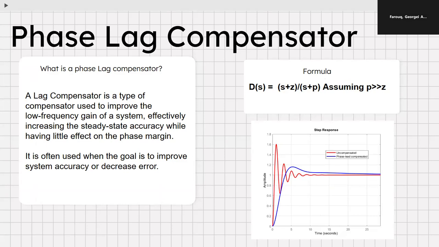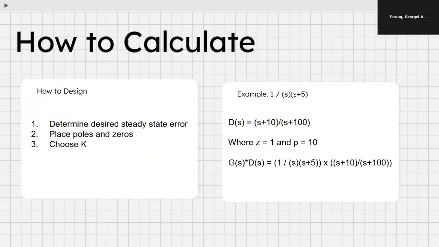So a phase lag compensator works in pretty much the same way, except it's just in a lagging configuration, and it's used to improve low frequency gains of systems and effectively increasing the steady state accuracy while having little effect on the phase margin. The formula is D(s) equals (s plus z) over (s plus p), assuming that p is much greater than z. To calculate it, we determine the desired steady state error, we place the poles and zeros, and then we choose K.